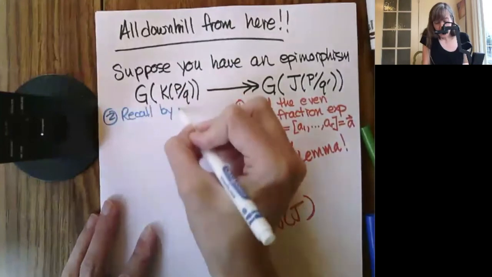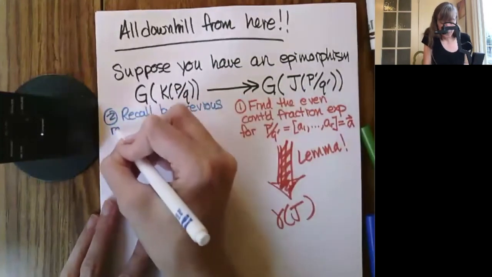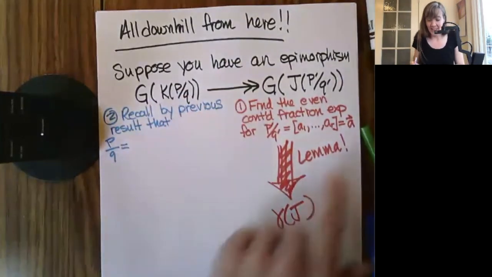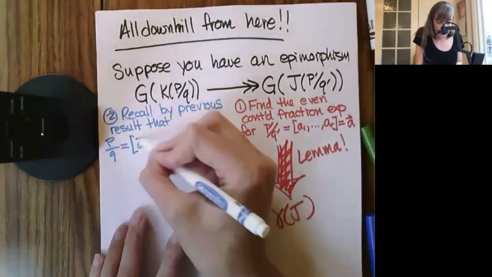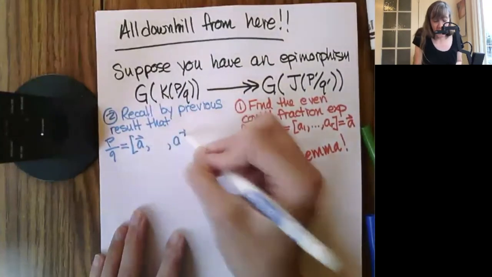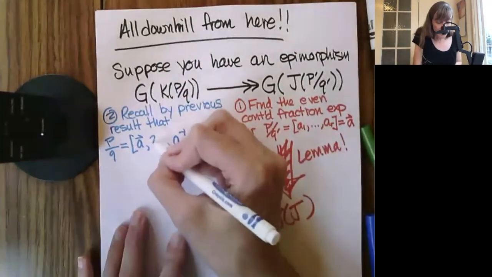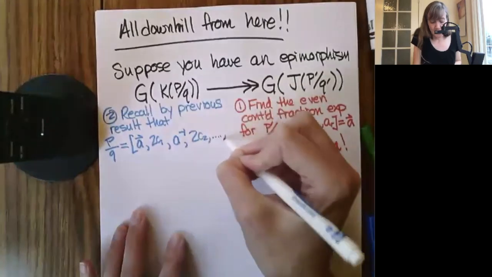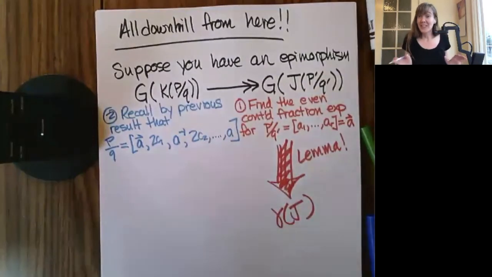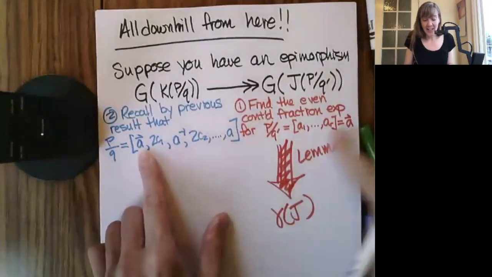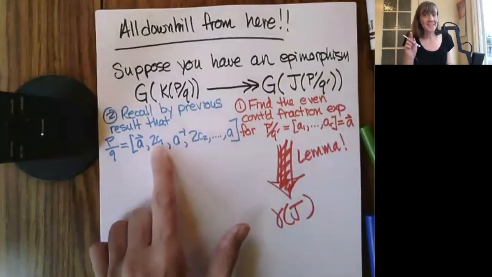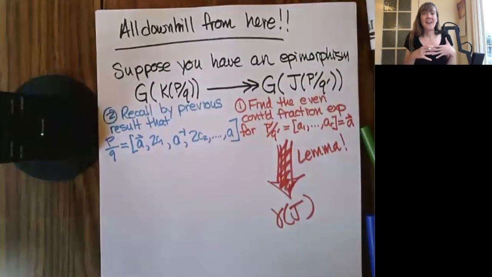So recall by our previous result, P over Q has a continued fraction expansion that has A in every other, or A inverse in every other entry. And in between it has these connector numbers, remember? So what's the wonderful thing? Well, we already know A already has all even entries. And these connector numbers are forced to also be even entries. So we automatically have an even continued fraction expansion.